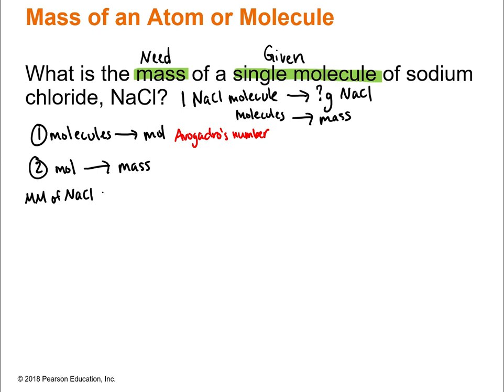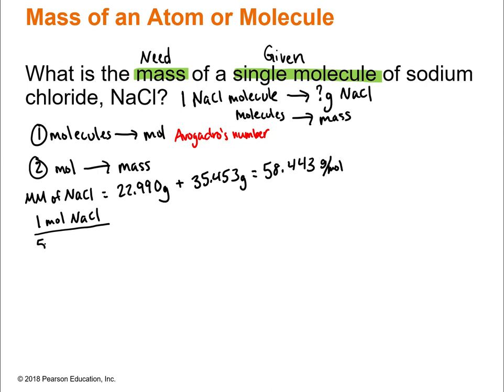So you look at the periodic table, you find sodium, it's 22.990. Then you find chlorine, 35.453. You add them together. You have your molar mass. So those are the unit factors for moles to mass.